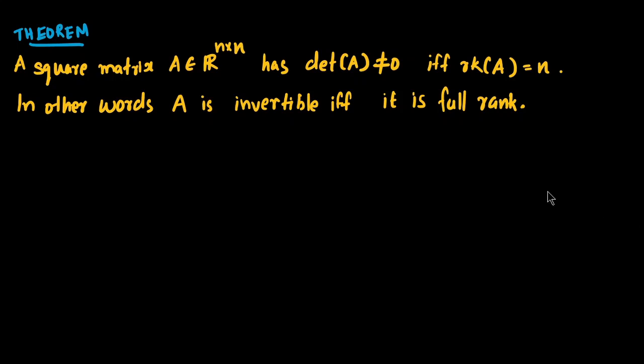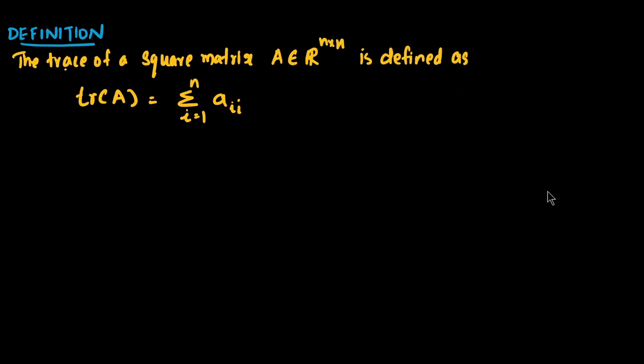That is its interpretation. Then the trace of a square matrix A belonging to R^(n by n) is defined as trace of A equals the sum over i equals 1 to n of A_ii. That means A_ii is the diagonal element. So the trace is actually the sum of the diagonal elements. In the case of the determinant of A, if it is a triangular matrix, we take the product of the diagonal elements. But here the trace is actually the sum of the diagonal elements. So it is sigma.